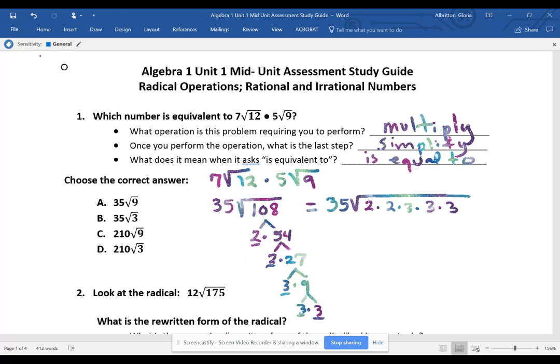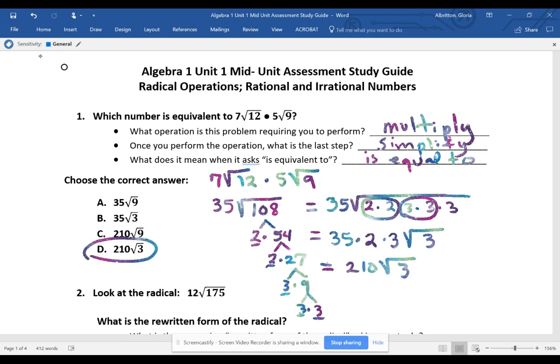At this point, I need to pair up any matching factors. So I've got a pair of 2s and a pair of 3s. What that means is I've got my coefficient of 35 times, I pull out one of the 2s from the pair, I pull out one of the 3s from the pair, and this other 3 is left remaining inside the radical. Then when I multiply 35 times 2 times 3, I end up with 210 times the square root of 3. And that gives me an answer of D.